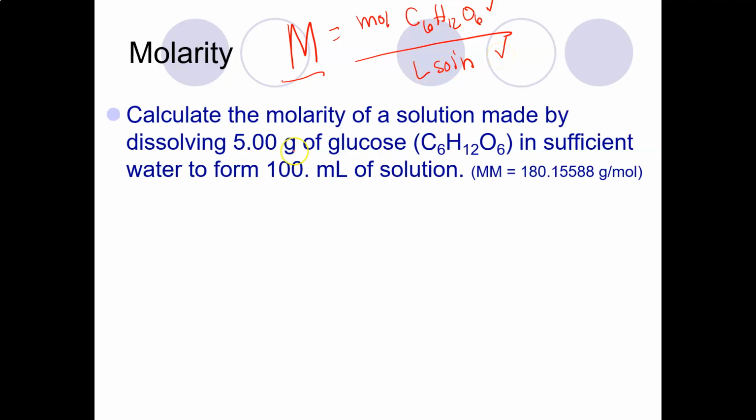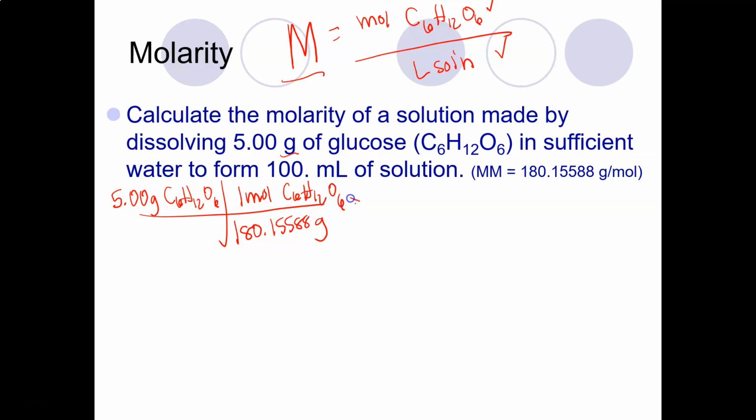We were given two numbers, grams and milliliters. The grams is going to help me get my moles. So I'm going to take 5.00 grams C6H12O6, and I'm going to use the given molar mass, 180.15588 grams per mole, so grams cancel, okay, to get myself the number of moles. Now, if this were my final answer, my answer would have 3 significant figures because of the 5.00. I don't want to round yet, though, because this is not my final answer.